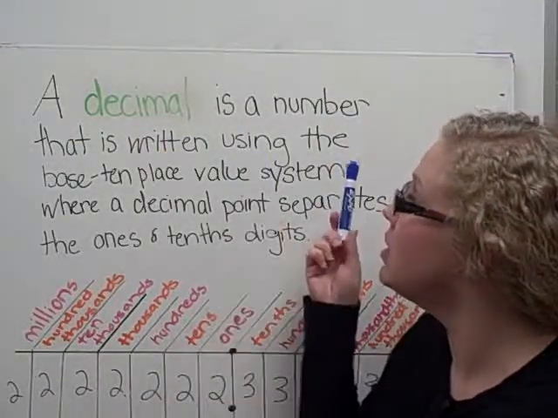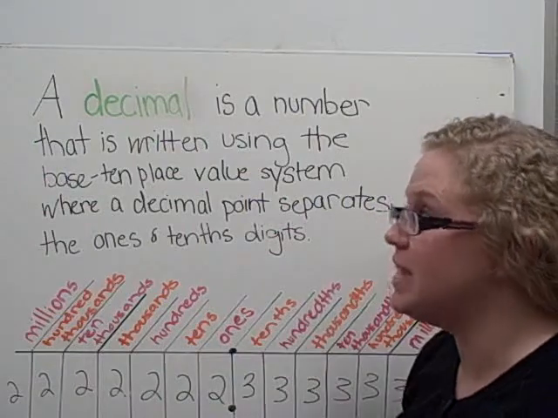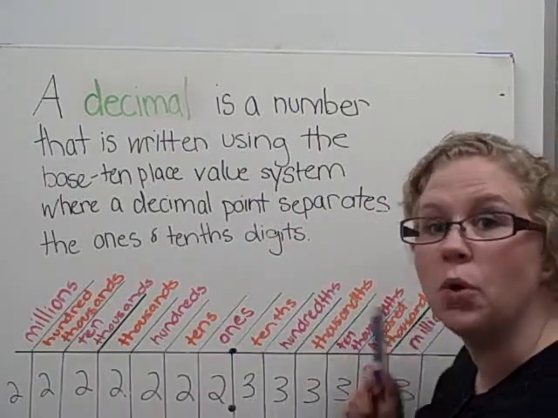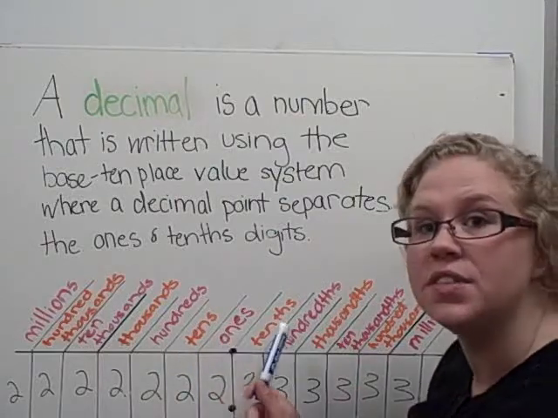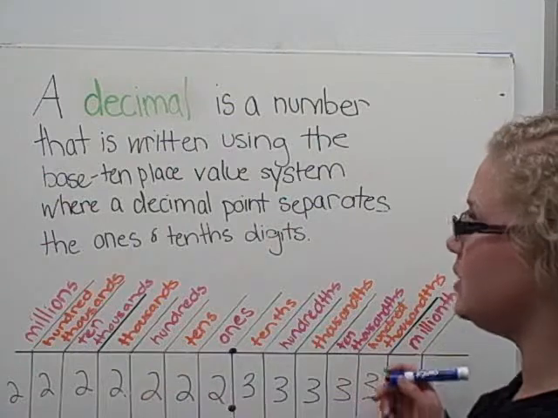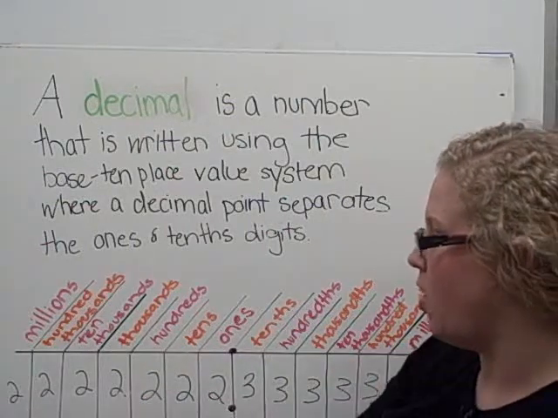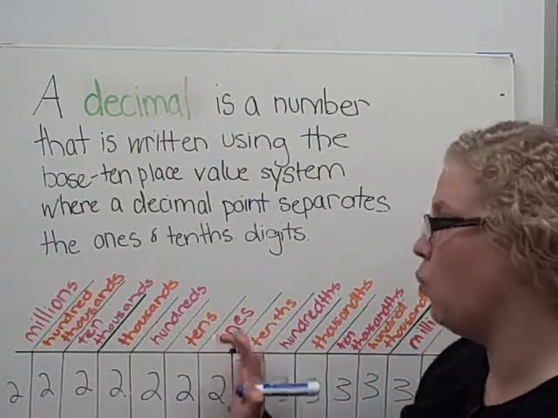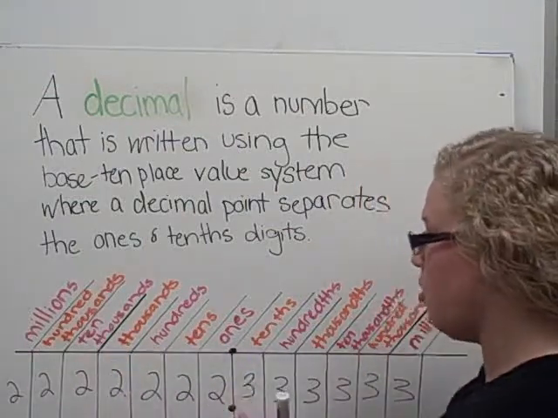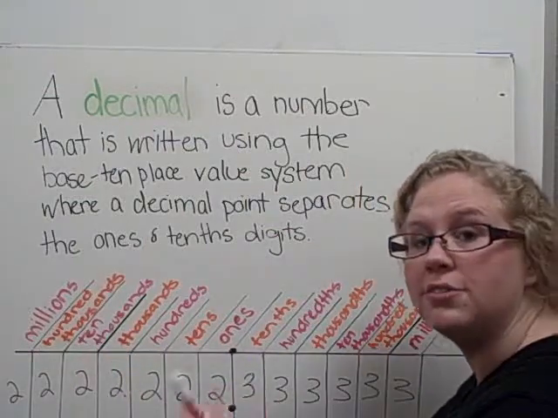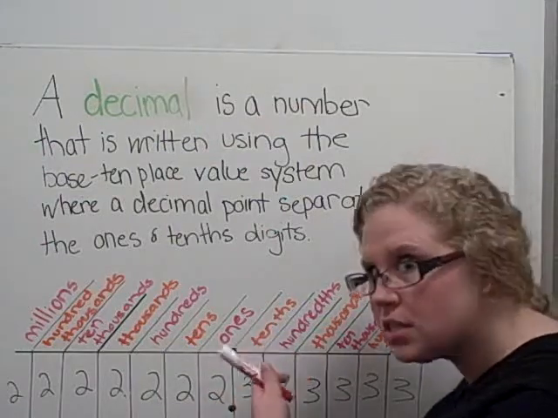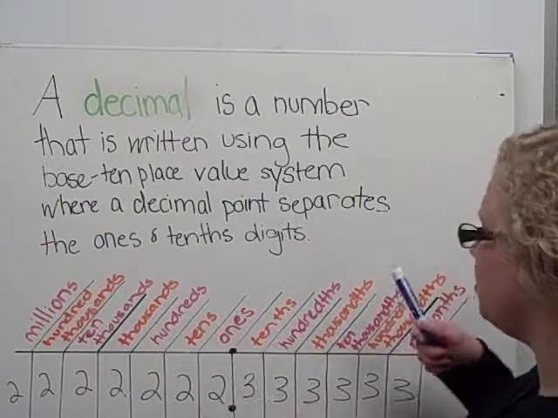A decimal is a number that is written using the base 10 value system, where a decimal point separates the ones and the tenths places. So right here we have the base 10 value system, and all of our 2's are going to be 1 or greater, in the ones place or greater, and then the 3's are all after the decimal point. So this is where your tenths, your hundredths, your thousandths, etc. will come into play.